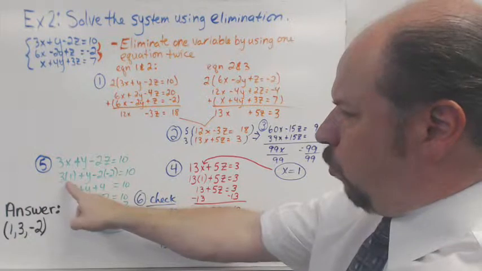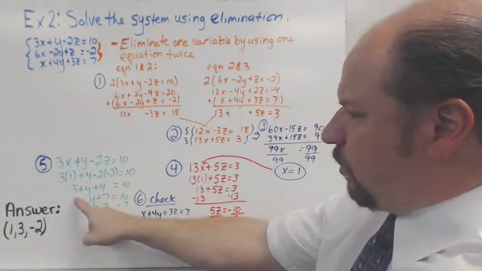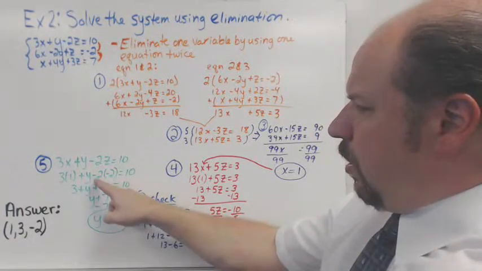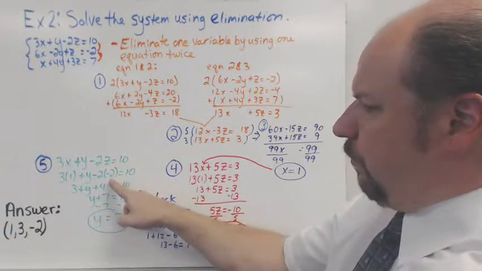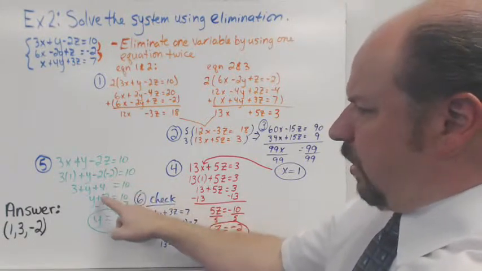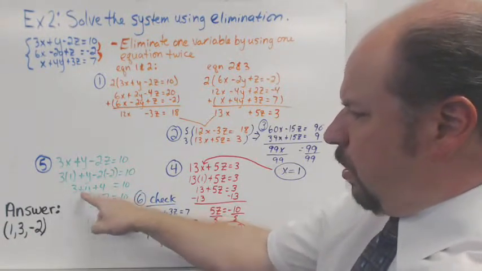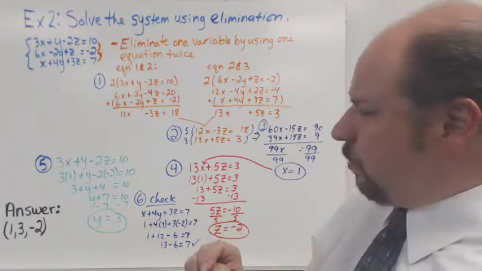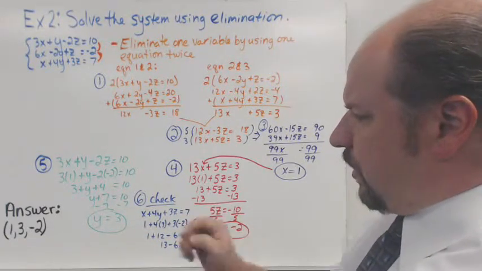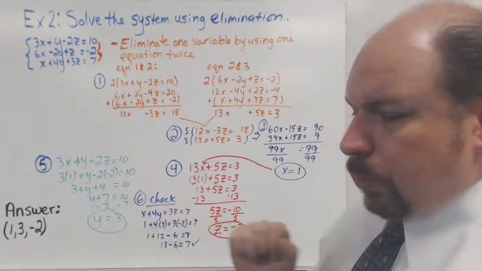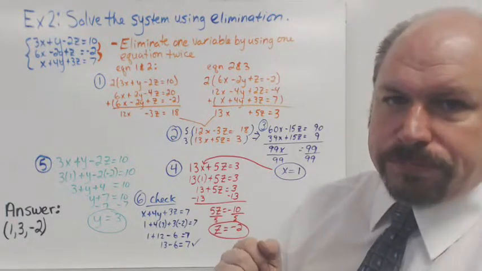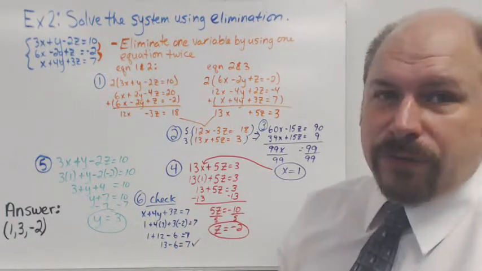So when we put in 1 for x, we get 3 times 1 is 3, plus y, minus 2 times negative 2. Well, minus 2 times negative 2 is plus 4. So 3 plus 4 gives us 7. So we have y plus 7 equals 10. Subtracting 7 from both sides, we get y equals 3. Okay, kind of a long process.